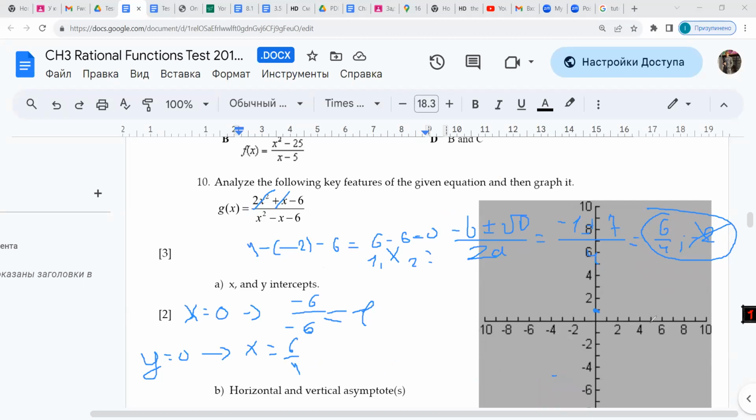So 6/4, it's like 1 2/4 or 1.5. So it would be somewhere here. This is my x-intercept. Talking about horizontal and vertical asymptotes. So basically, one of my vertical asymptotes is going to be x equals -2, I believe.